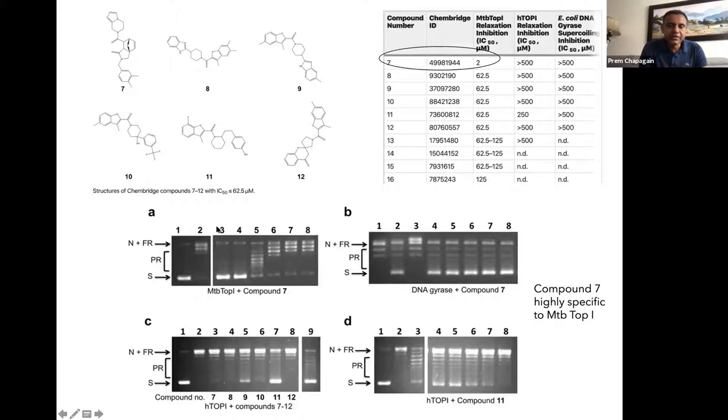this is in decreasing order, okay? So decreasing concentration. I should actually have a triangle right there. If you decrease the concentration, then the relaxation activity will go up. But for high concentration, we see no relaxation of the supercoil. So that means we inhibit the relaxation activity of the mycobacterium topoisomerase.